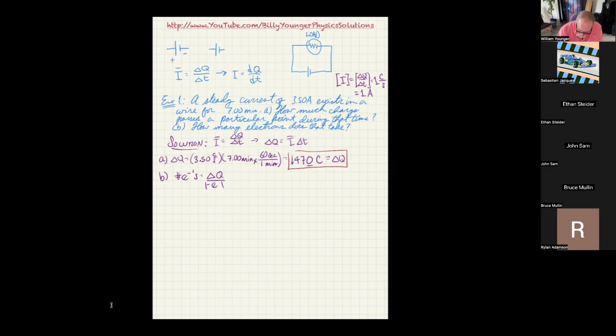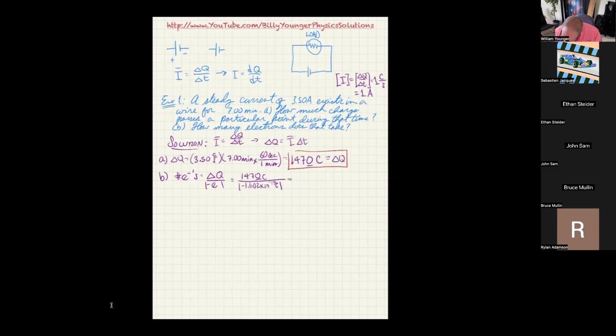Okay. So the delta Q is 1,470 coulombs. The E is negative 1.602 times 10 to the negative 19th coulombs. But as I said, I am going to do the absolute value because I really just care about the number of electrons. I don't care about that they're negative or anything. So I'm going to say 1,470 divided by 1.602 e to the negative 19.